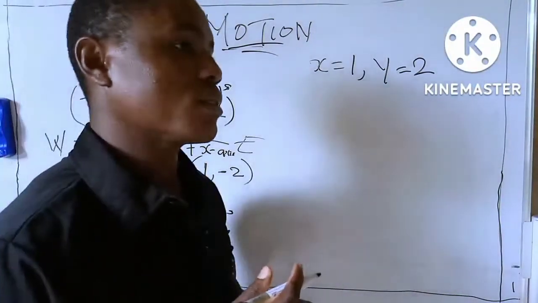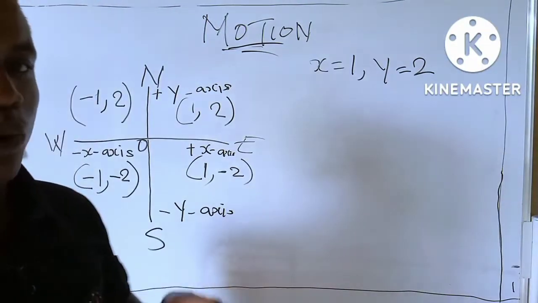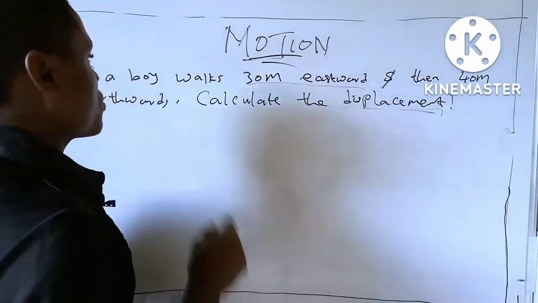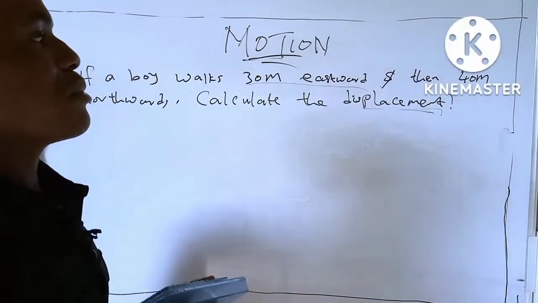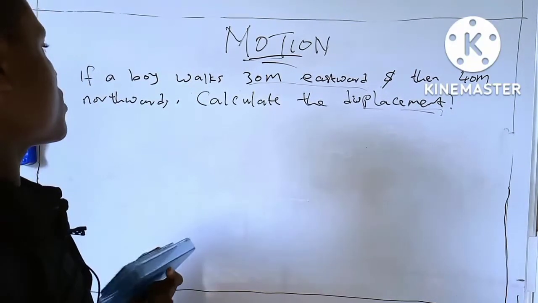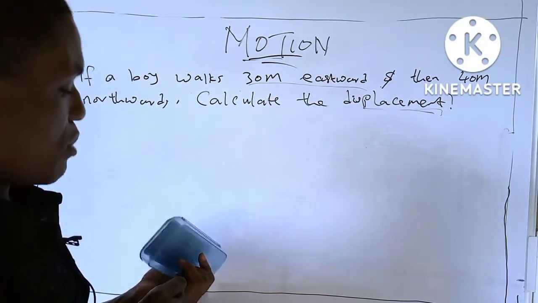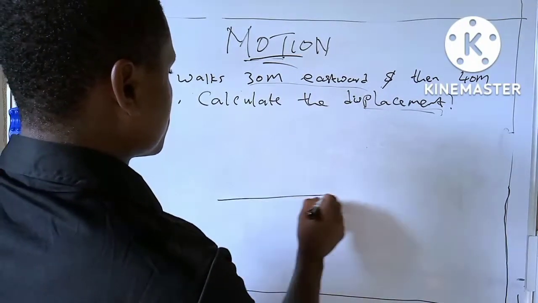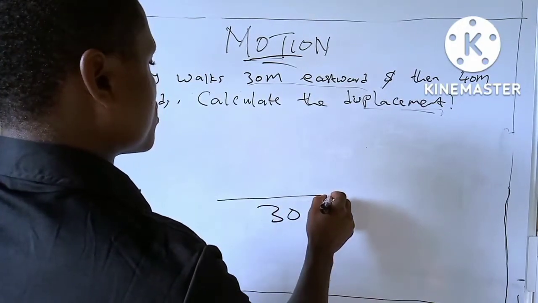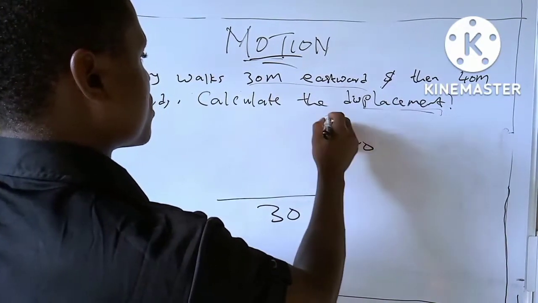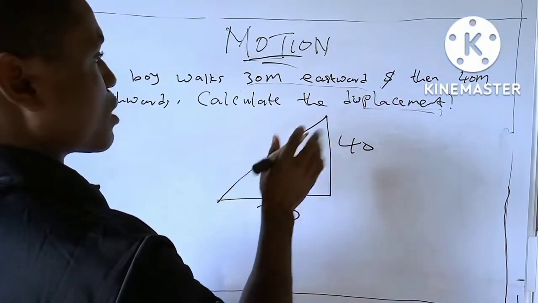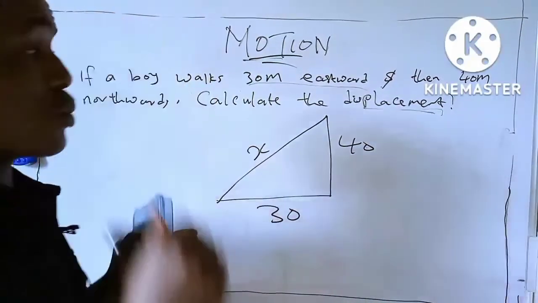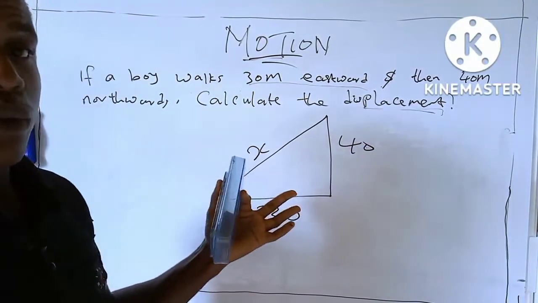Okay, I want to give more examples. Let's do some calculations so that we understand better. Let's solve this problem. If a boy walks 30 meters eastward and then 40 meters northward, calculate the displacement. 30 meters eastward, 40 meters northward. Calculate the displacement. Let's say x. So we are going to use the Pythagoras theorem to solve this problem.